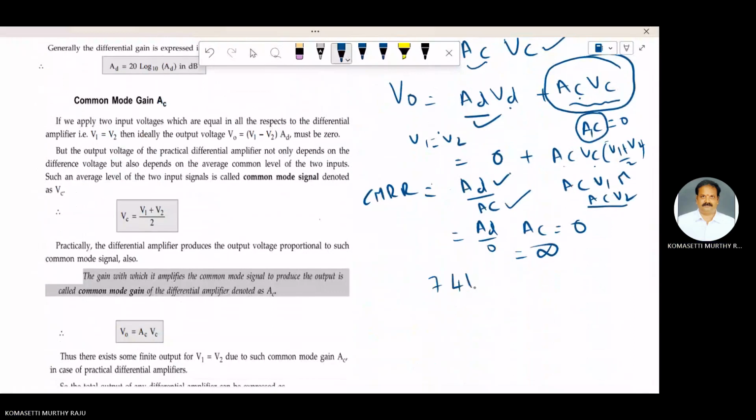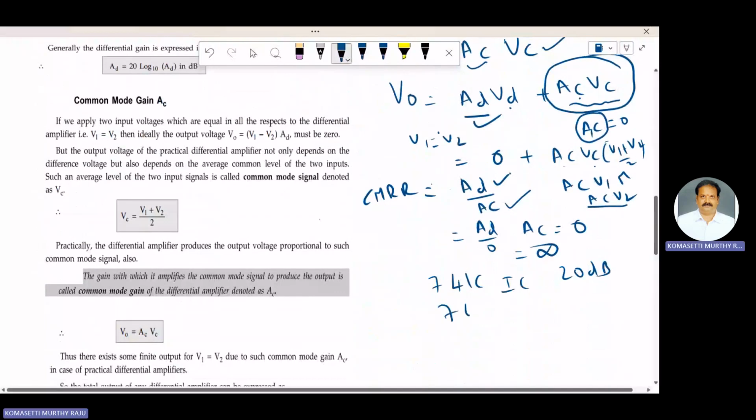For the 741 CIC, that value is 20 dB. For the precision 741 CIC, that value is 90 dB.